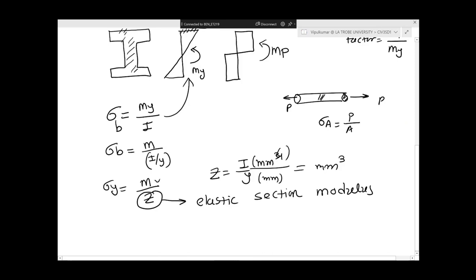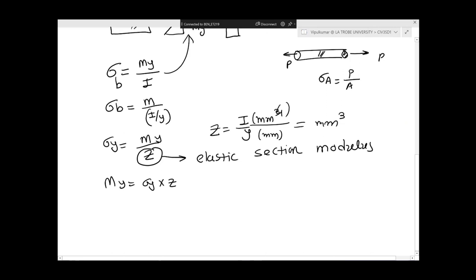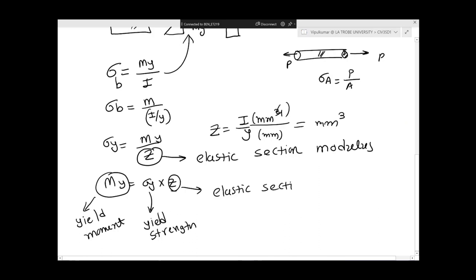Let's say I put this one as a yield moment. As I mentioned, the moment required to cause the extreme fibers to yield is the yield moment, because we replace this one by yield. So if someone asks you to calculate the yield moment, you say sigma y times Z. Okay, so far so good. So this is your yield moment, this is your yield stress, and that is your elastic section modulus. So far so good.